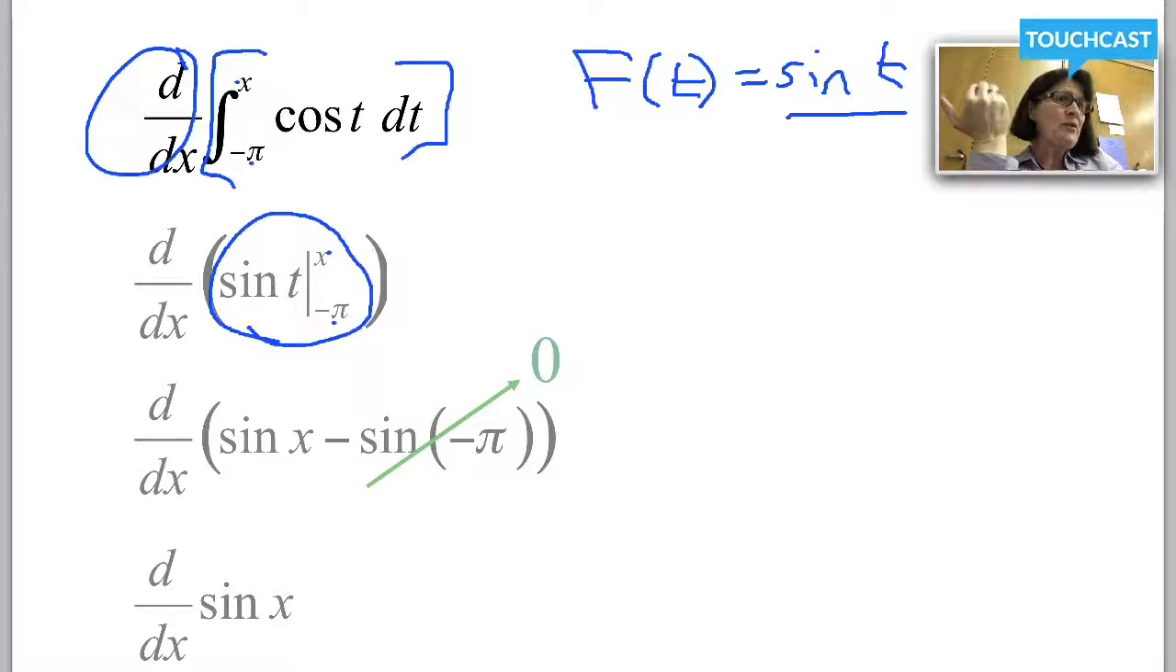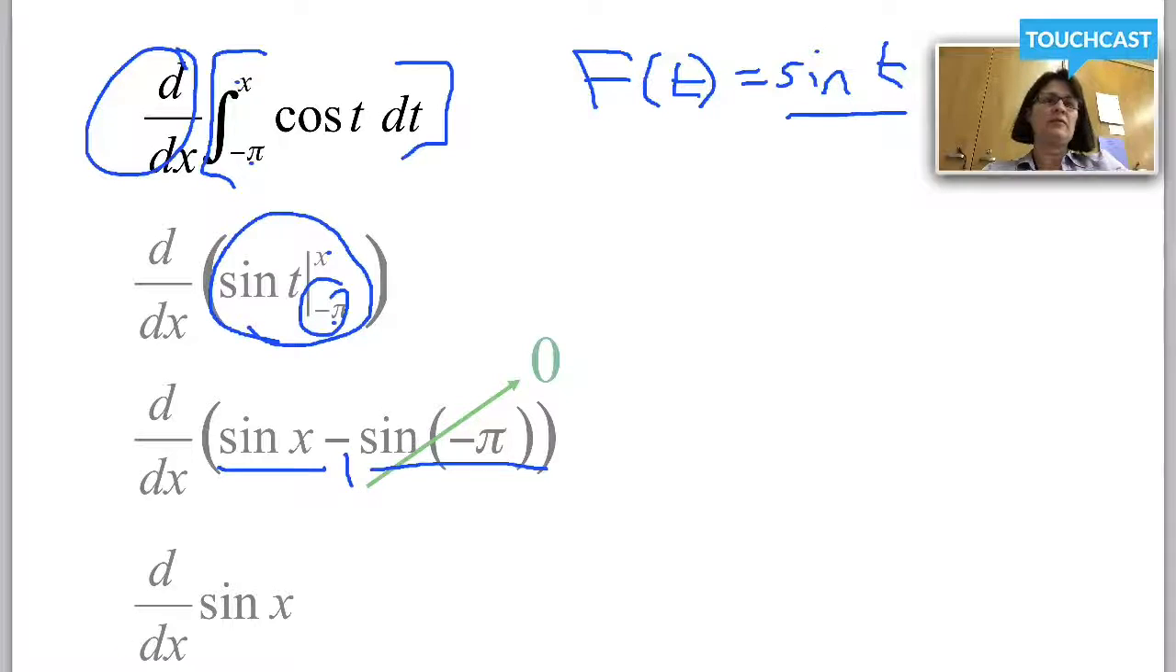And that means exactly what we did in class today, which is sine evaluated at the top limit minus sine evaluated at the bottom limit. So watch what happens. Sine of x turns into this, minus sine of negative pi turns into this. But look what happens next. This derivative operator has been waiting around to take its turn. Now it's time to take the derivative of all this stuff.